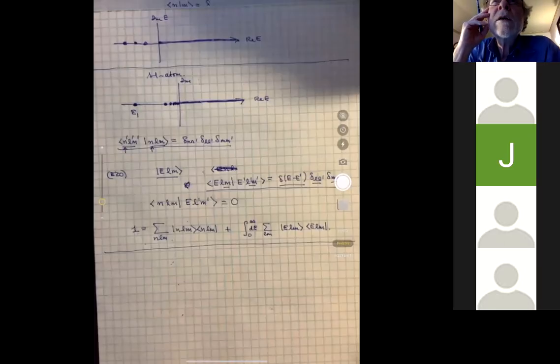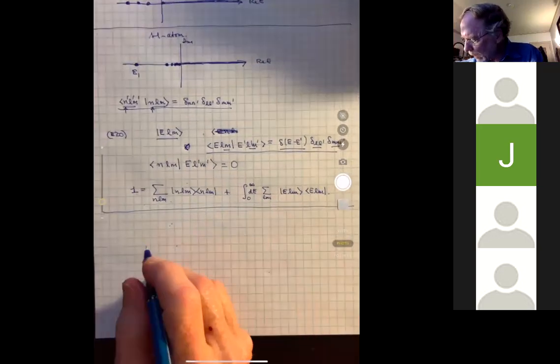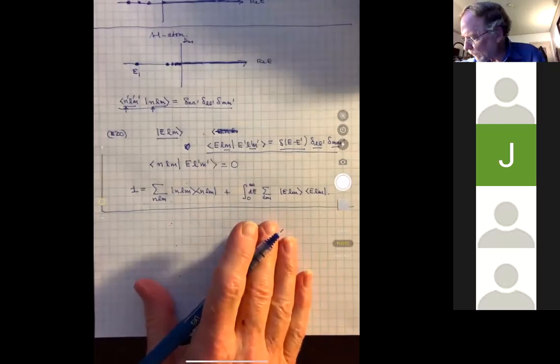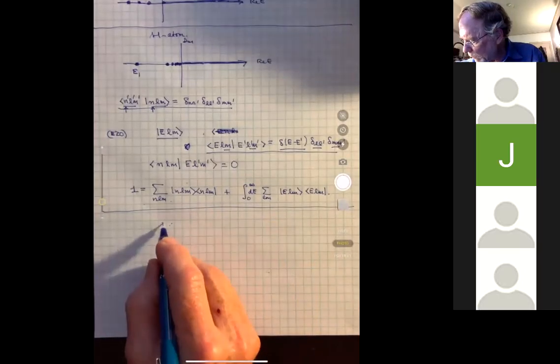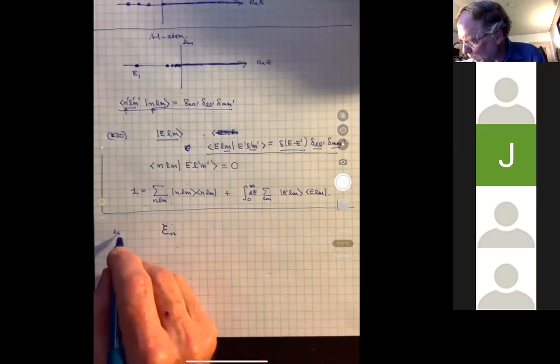Now then, let's see. Here's another point I'd like to make. In the case of the discrete eigenvalues and therefore normalizable eigenfunctions, we were able to talk about the eigenspaces, which I called E sub n, the eigenspace.